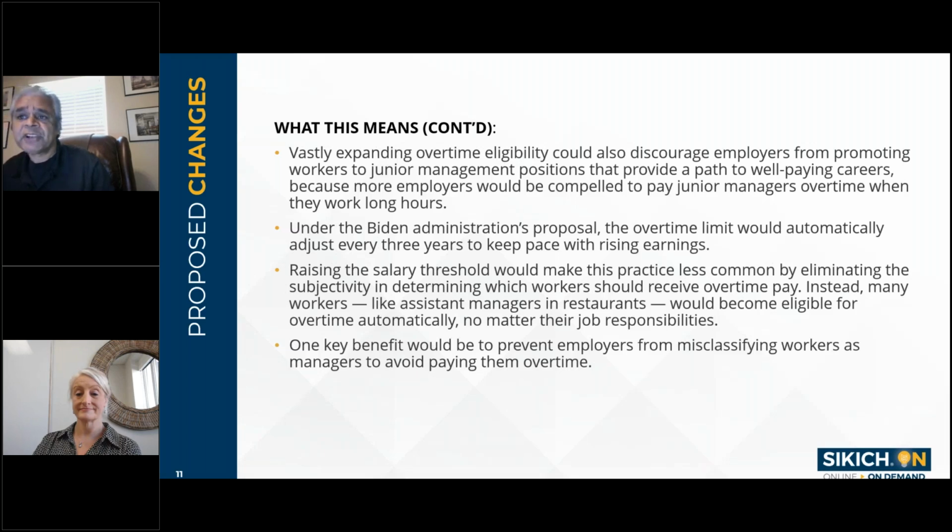The overtime limit would automatically adjust every 3 years to keep pace with rising earnings, right? So that's another one that hasn't happened in the past. But going forward, they are going to adjust that wage limit with the cost of living increase every 3 years. So 3 years from now, that $55,000 could be anything, depending upon the cost of living, okay?